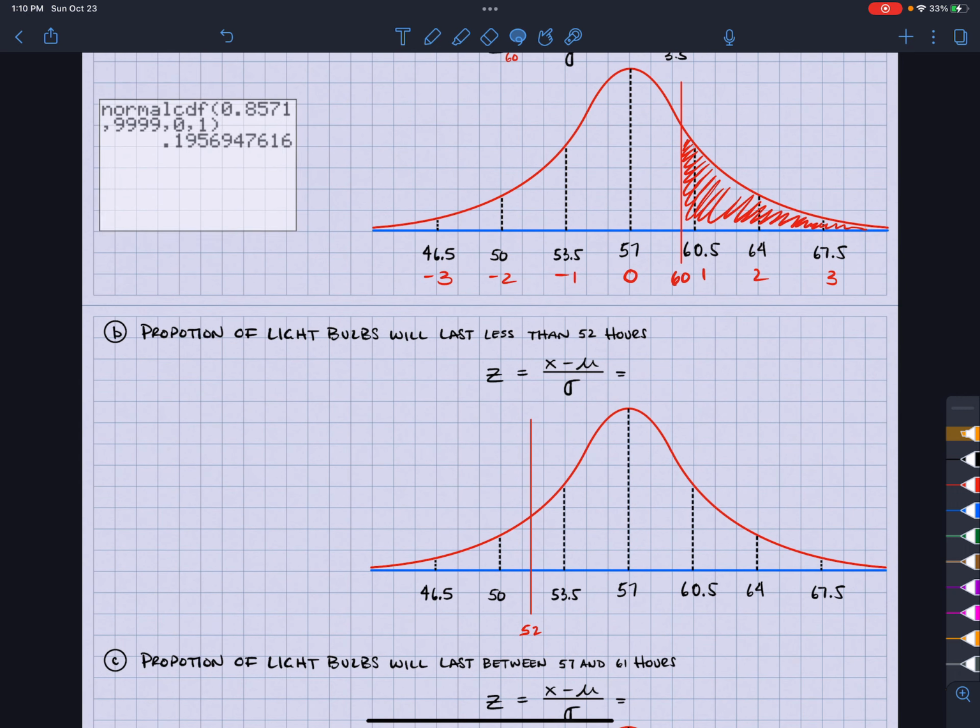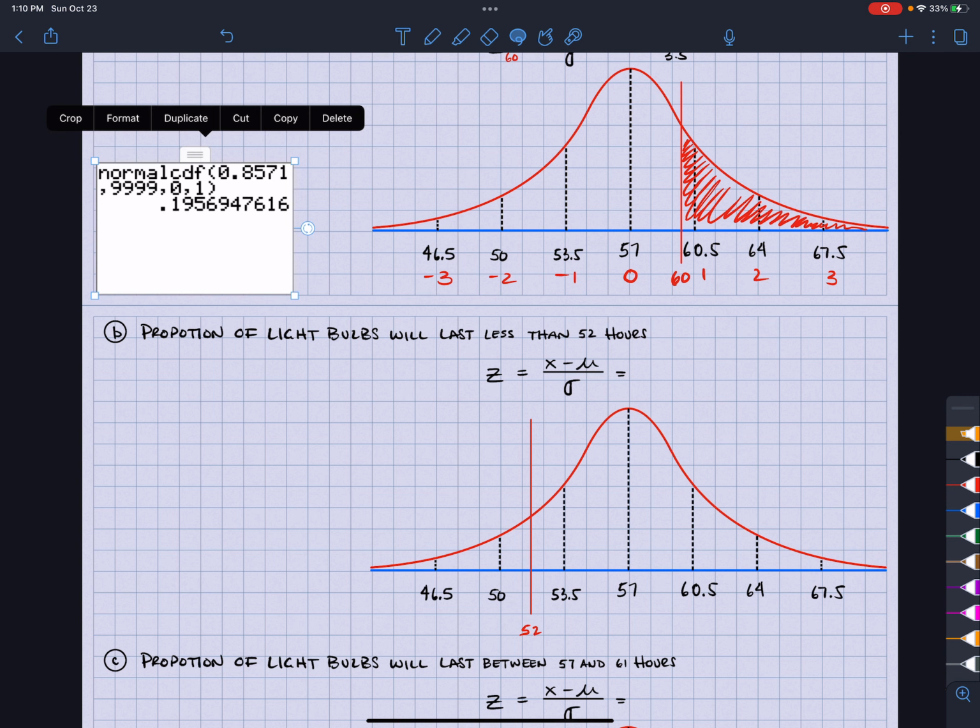Let's bring this up. So here's what you would type in, a normal CDF. And notice that this area is going from this point here all the way to positive infinity, forever and ever. That's what I want. So here's my minimum, here's my maximum, and I'm calling 9,999 positive infinity. You can put more 9s in there if you want to, but it's going to give you the same result. At some point, it's going to kind of wash out. And the mean and the standard deviation.